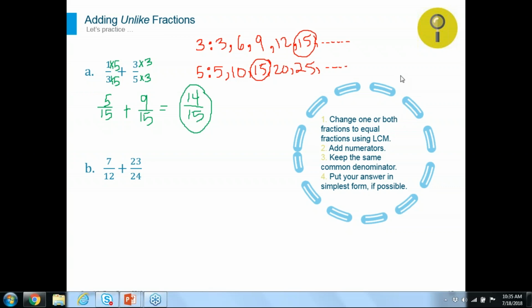Any questions? Anything that was not clear? Make sure that you know how to find the common denominator, because every time you're adding or subtracting unlike fractions, you will have to go through that process.